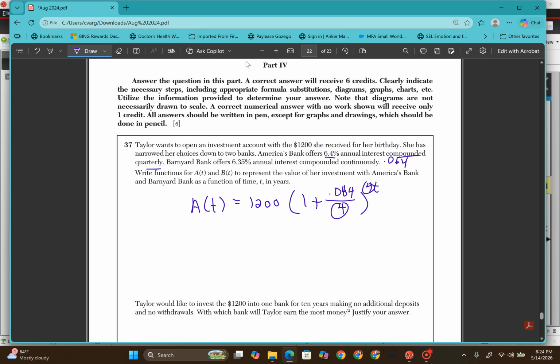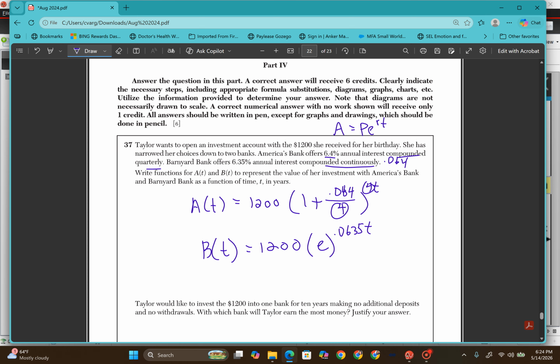Barnyard Bank, BFT, gets compounded continuously, which is A equals Pert. Okay? So what's our P? 1200 again, right? Times, this is e. The rate for Barnyard is 6.35%, which is 0.0635, and then times t. So that's the formula for the bank Barnyard.